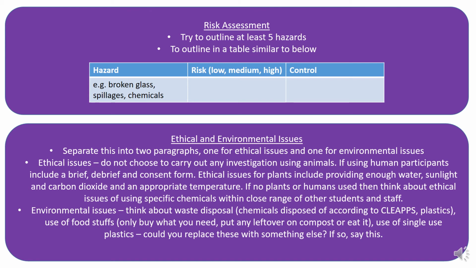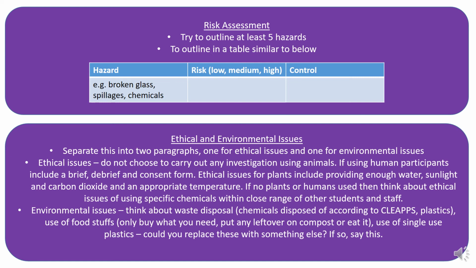Ethical issues for plants include providing enough water, sunlight, carbon dioxide, and an appropriate temperature for them. That can link back to your background information, because obviously if you're using plants, you will have researched that, so you can link that back there. And if no plants or humans are used, then you still need to think about ethical issues of using chemicals within close range of other students and staff. So are any chemicals going to affect the working environment in any way?